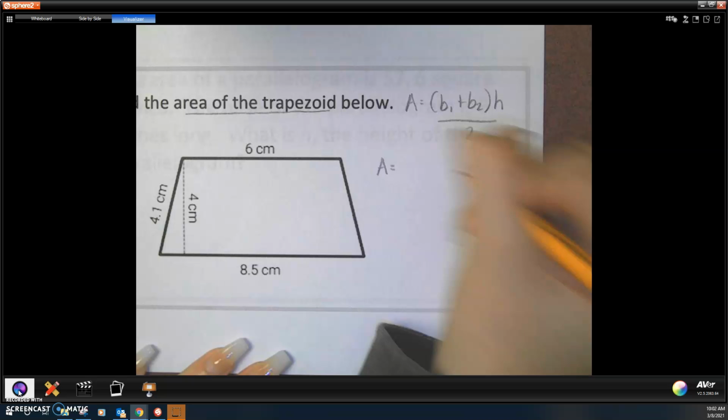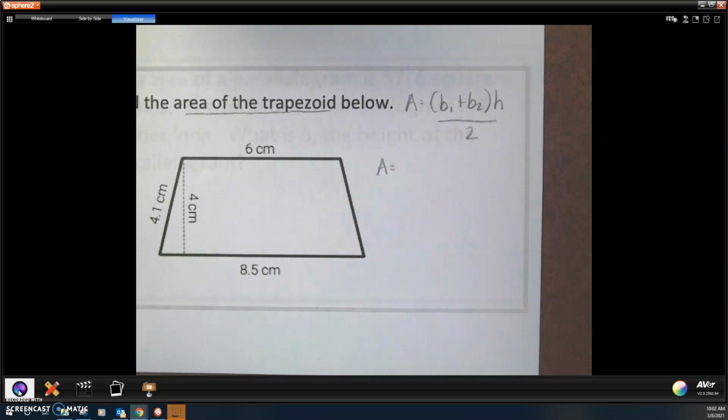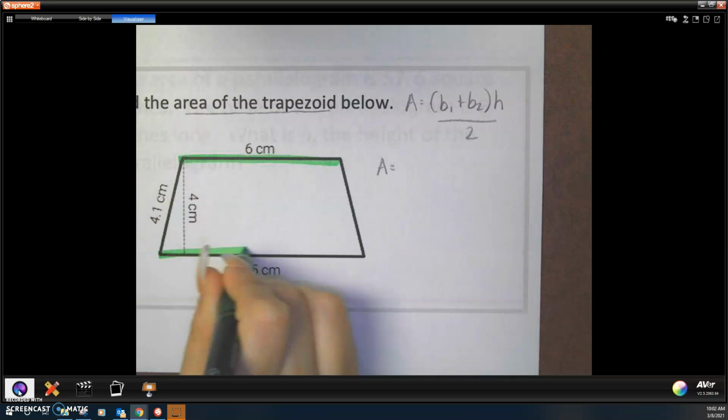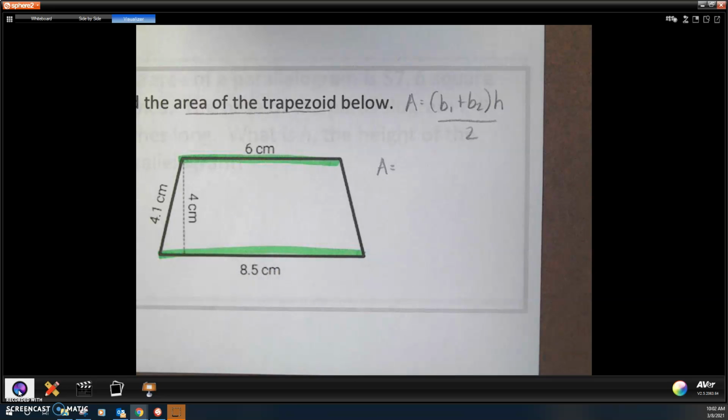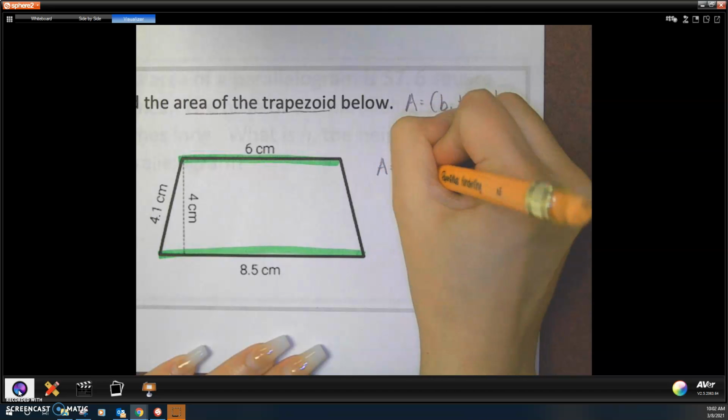We're looking for the area, so we keep our A. My bases are the sides that are parallel to one another, meaning those two sides will never touch. And that is my top and my bottom. If they keep going, they will never touch. So those are my bases. And that goes inside my parentheses.